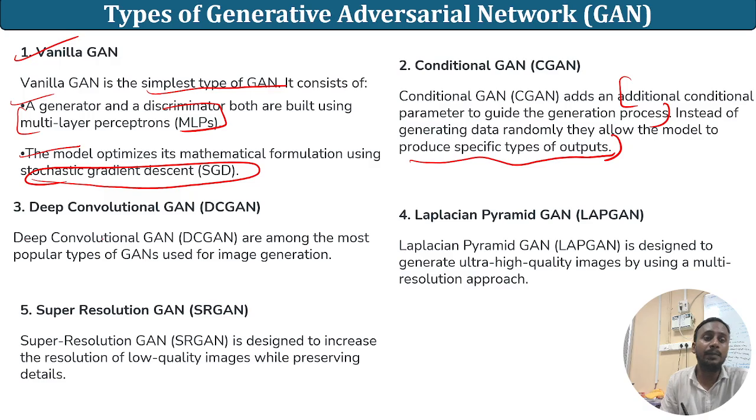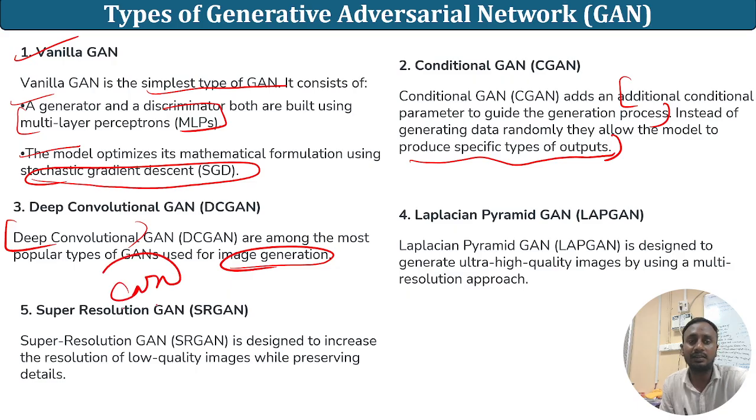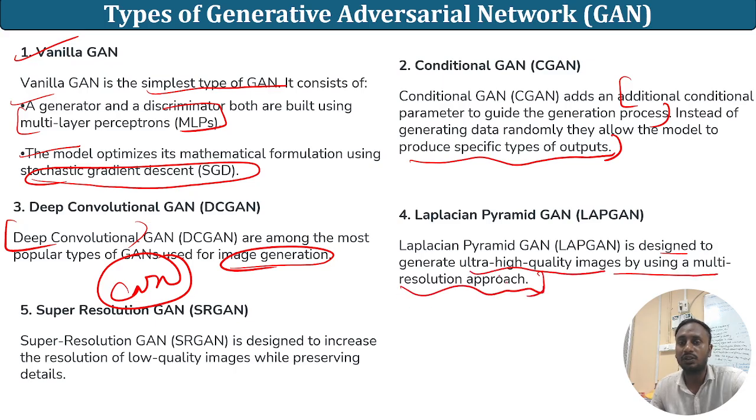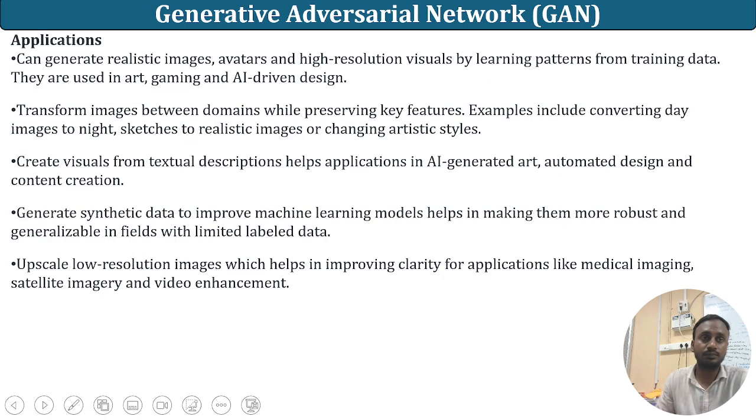Then deep convolutional GAN, DCGAN, is among the most popular types for image recognition. DCGAN is a deep convolutional network, a CNN extension. Then we have the Laplacian GAN, which is designed to generate ultra high quality images using a multi-resolution approach. It's a Laplacian pyramid approach. Then super resolution: if there is a very old image, we can create a very high resolution image from it.